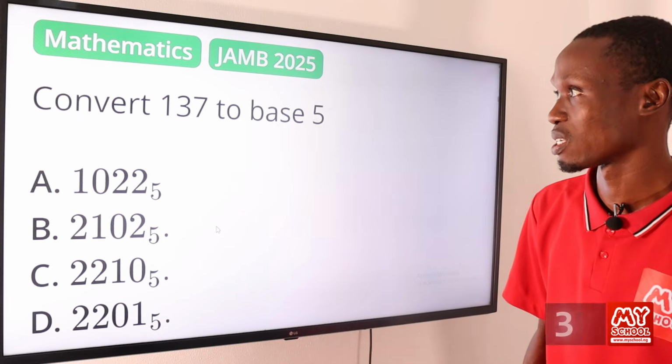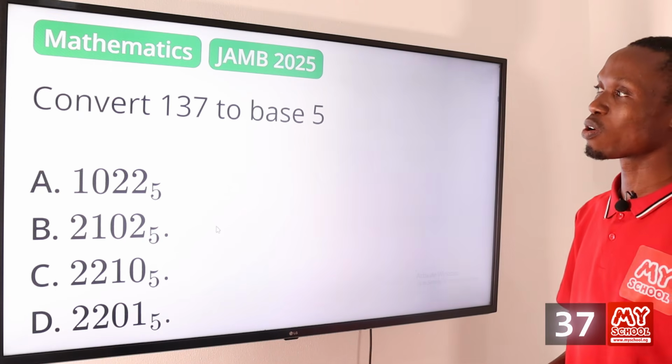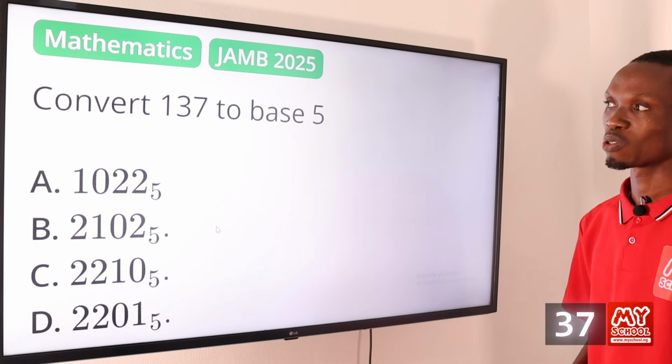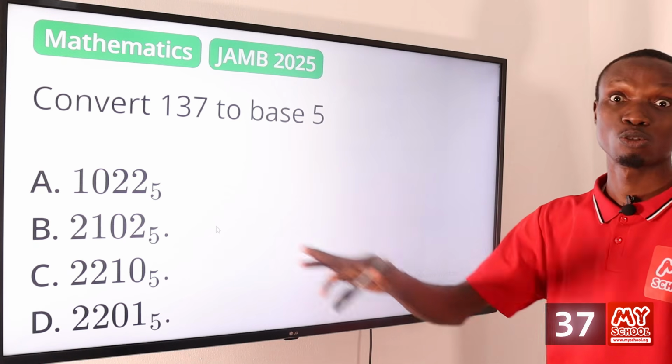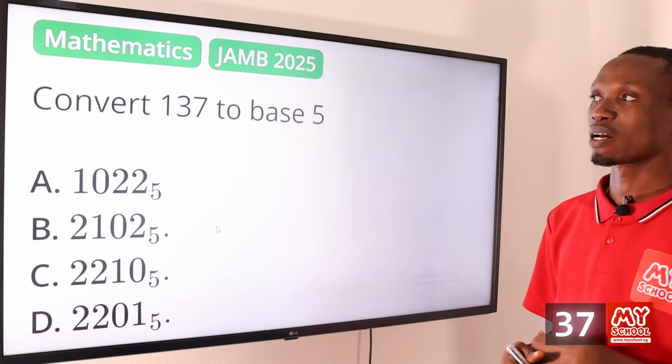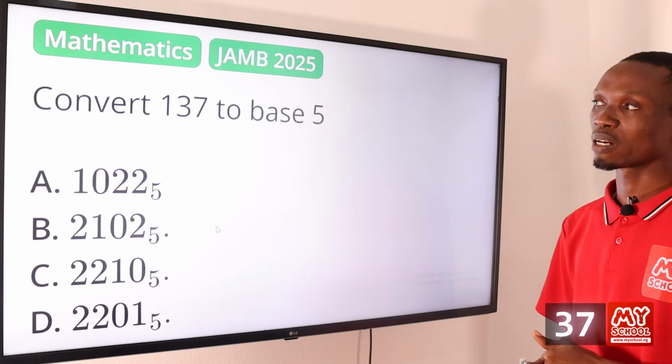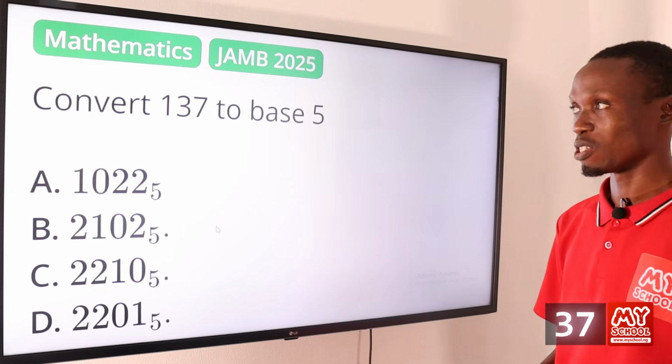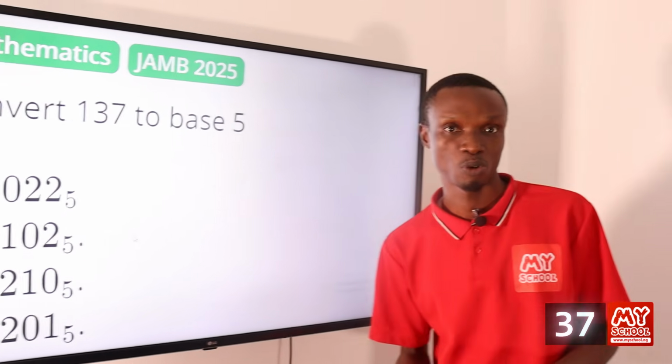Moving on to question 37. Convert 137 to base 5. So if no base is indicated, you just know that it is in base 10. So more or less they are saying convert 137 in base 10 to base 5. So let's move over to the board to do that.